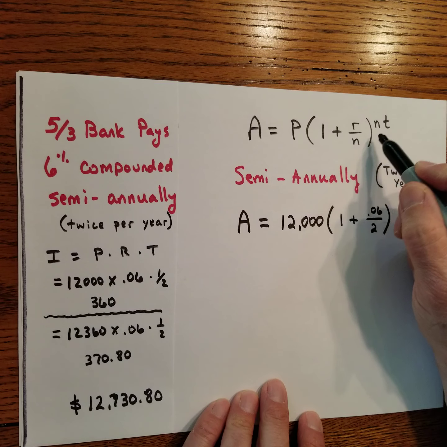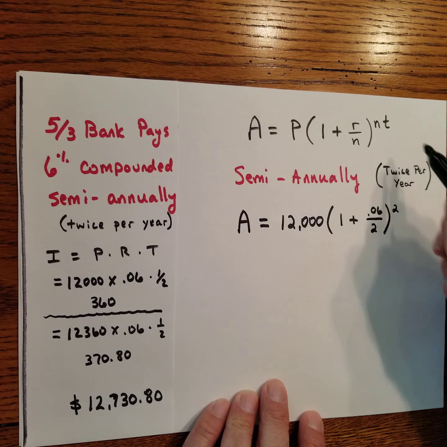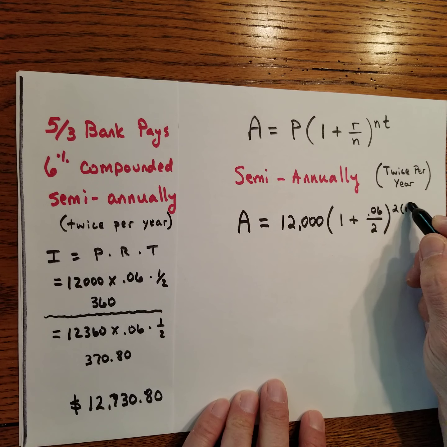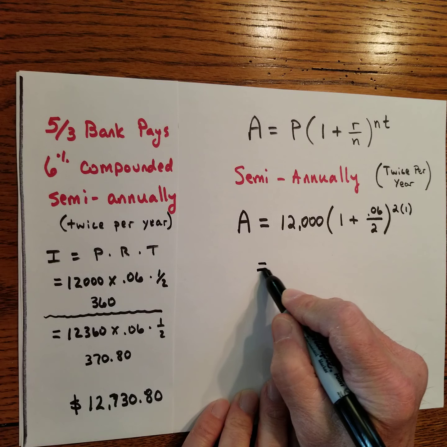There's an N here. The same N is here. That's still twice per year. T is time. We're investing this money for 1 year. Now show your work this way.